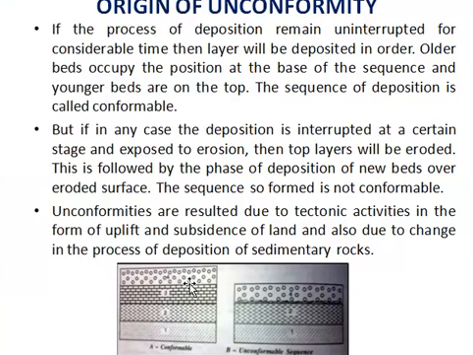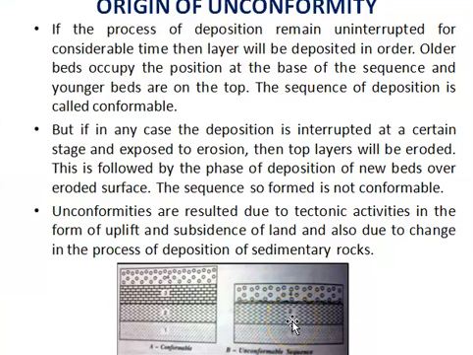But if in any case the deposition is interrupted at a certain stage and exposed to erosion, then the top layer will be eroded. This is followed by the phase of deposition of new beds over the eroded surface. The sequence formed is not conformable. It is an unconformable sequence as seen in this diagram. There is unconformity between layer 2 and 4. Layer 3 gets eroded and immediately after layer 2, layer 4 gets deposited. So this surface of erosion between layer 2 and 4 is known as unconformity. Such a sequence is an unconformable sequence.